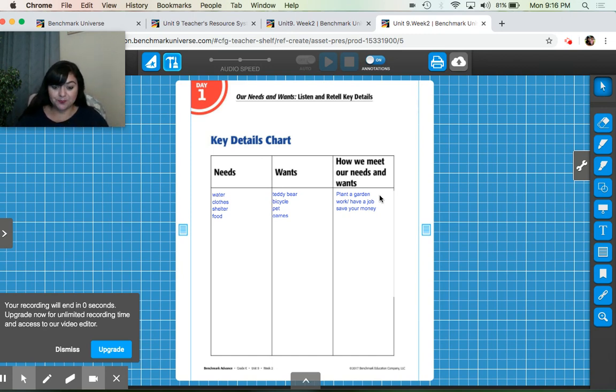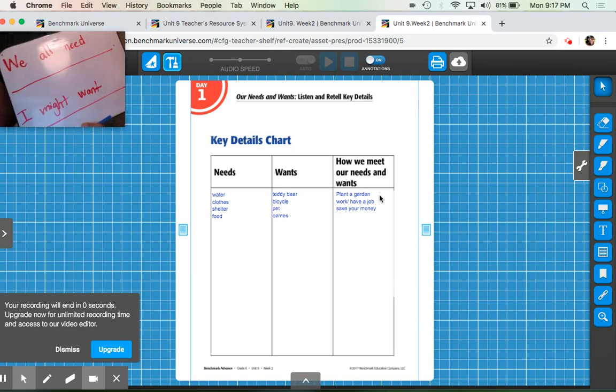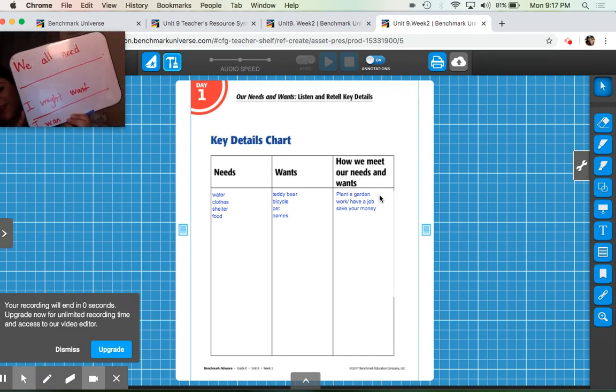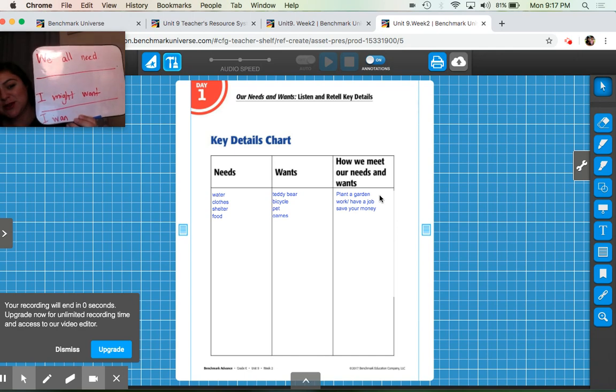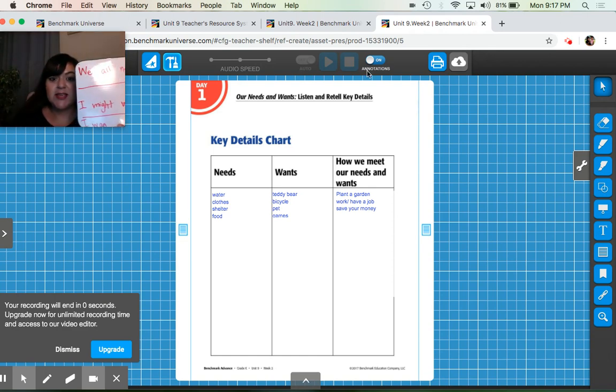Okay, so for today, I want you to write at home. Oh, there we go. Oh, no. There. Sorry. I was trying to make it aligned. So I want you to write using this frame. We all need blank. So I want you to write down some things we all need to survive.